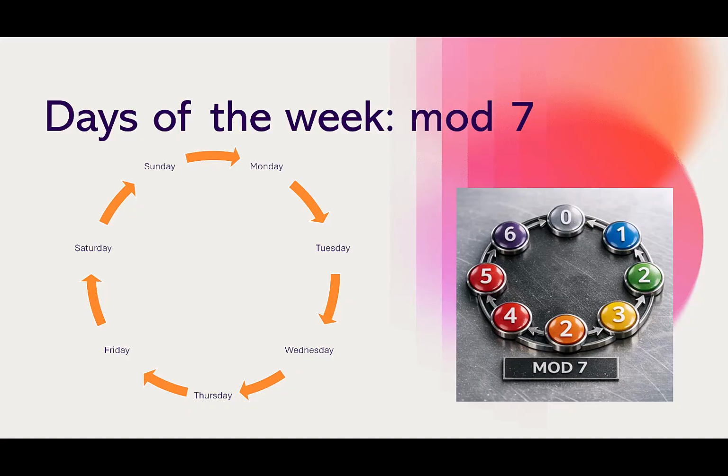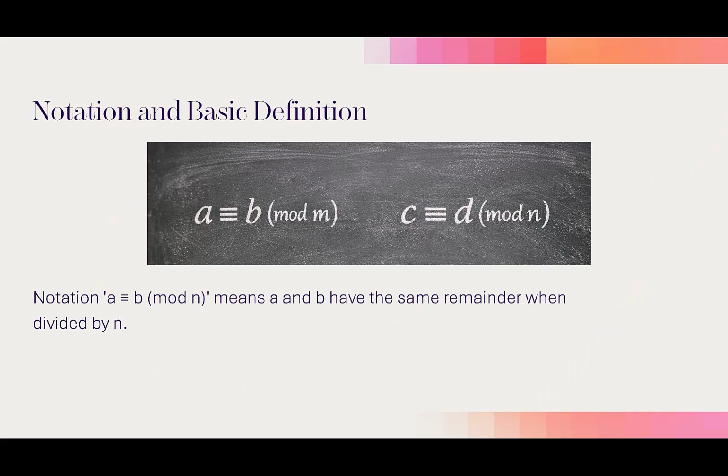Our notation and basic definition for modulo is: A is congruent to B mod n means that A and B have the same remainder when we divide by n. We use a triple equal sign to show that A and B aren't equal, but they are equivalent. This also means that n divides the difference of A minus B.